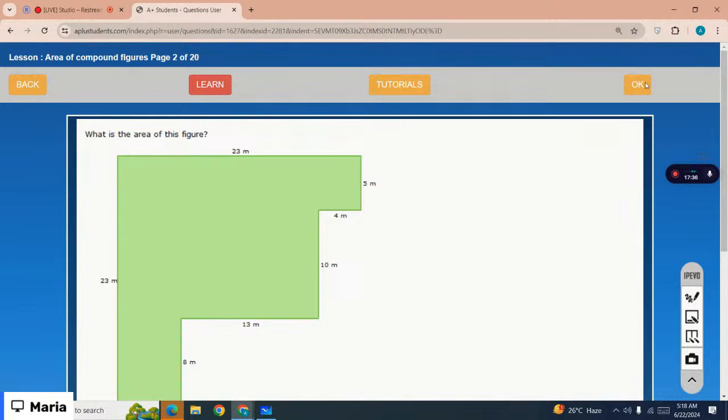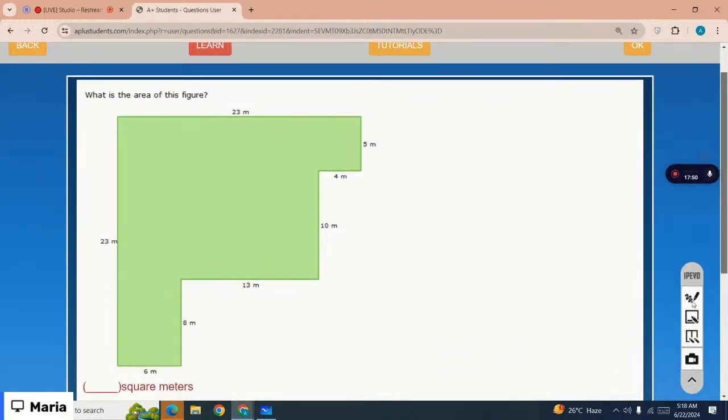What is the area of the figure? Let's just divide them into smaller figures, right? Here is the first one, 23 and 5. 23 times 5, 5 times 3 is 15, 5 times 2 is 10, and 1 is 11.